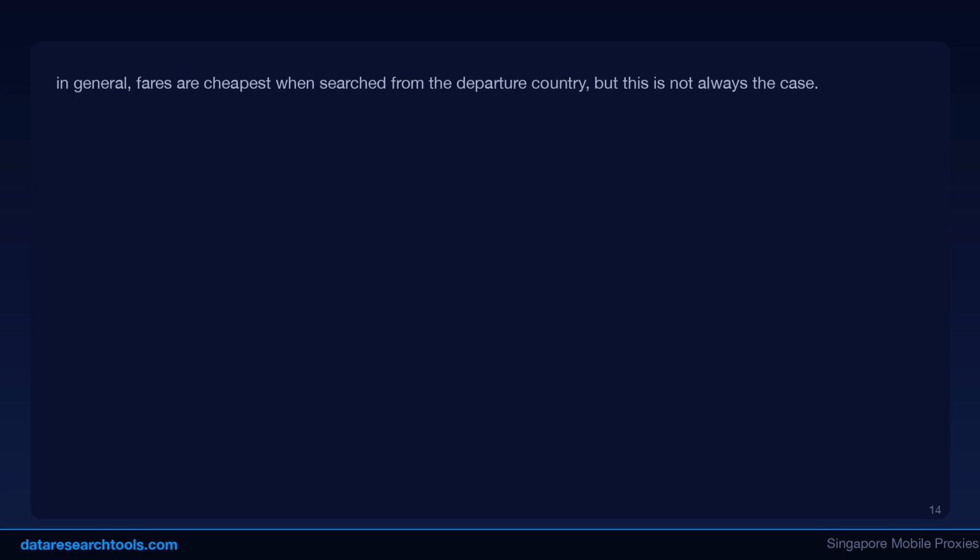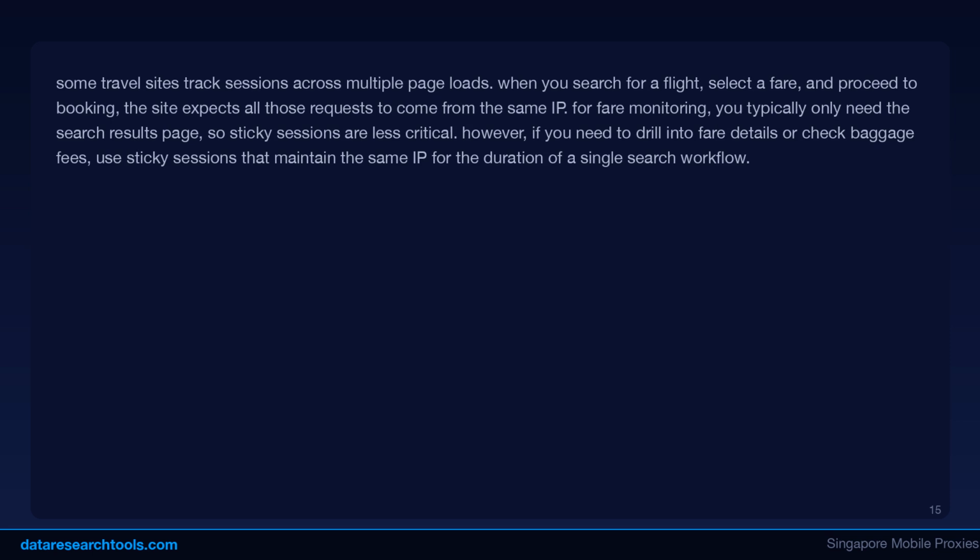For most fare alert systems, residential rotating proxies offer the best balance of cost and reliability. Reserve ISP proxies for your highest priority routes where you need guaranteed data collection. And use mobile proxies only for sites like Southwest or Ryanair that have exceptionally aggressive anti-bot measures.